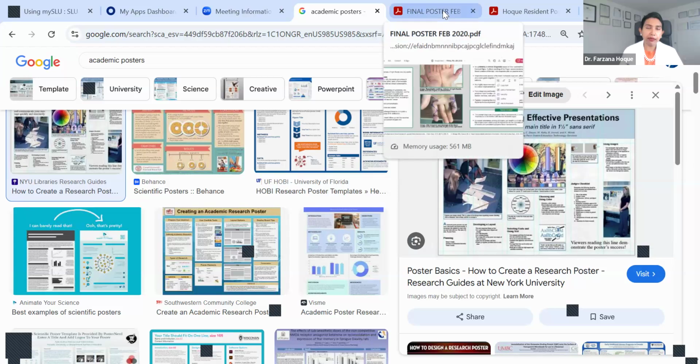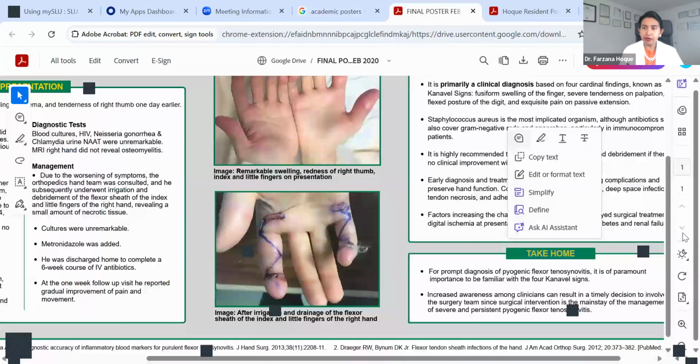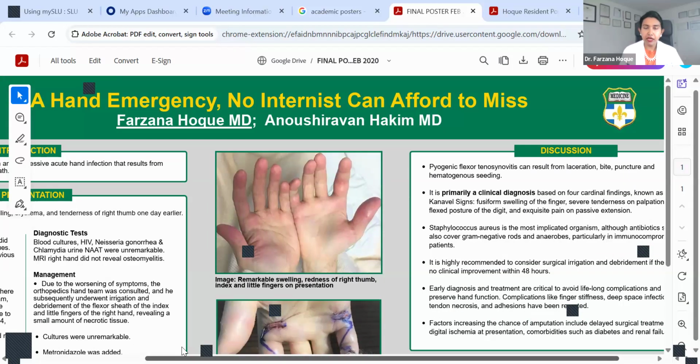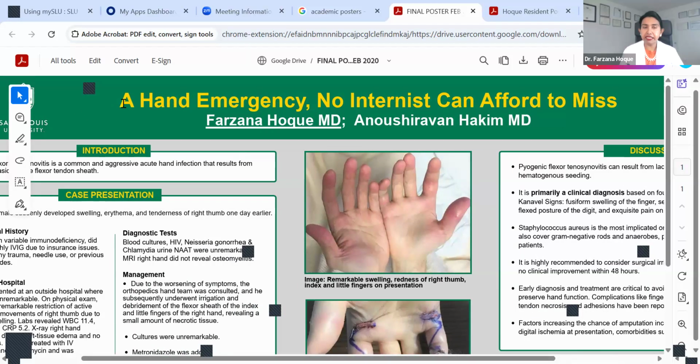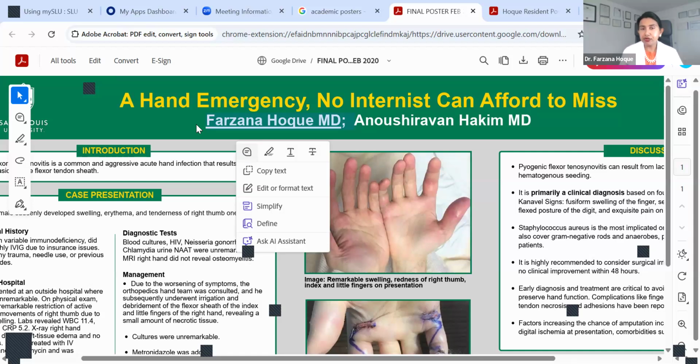Now I will share with you a couple of my posters that got the national award. For example, I created this poster for a national conference. As you can see here, I tried my level best to keep the title concise, short and eye-catching. And I recommend, if you are the presenter, make your name bold as well as underlined, because it shows that you are the presenter, the first author of this scholarship.